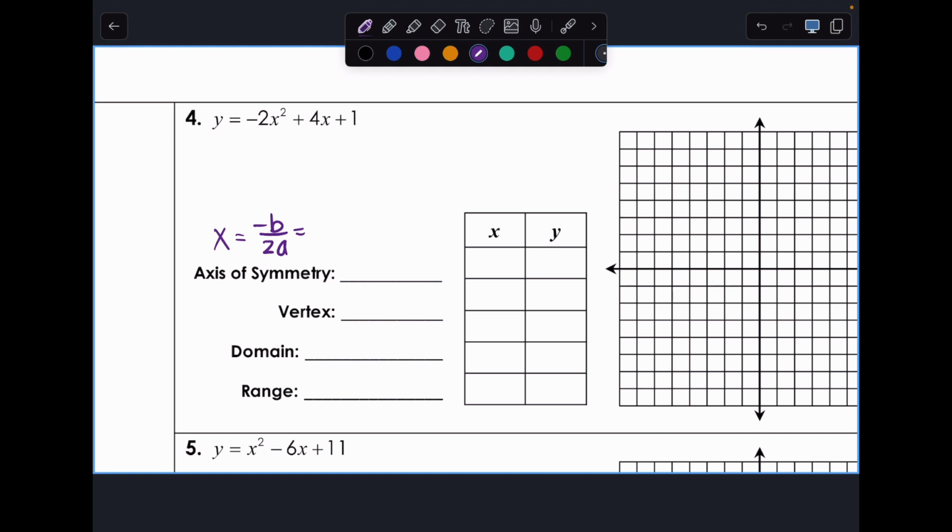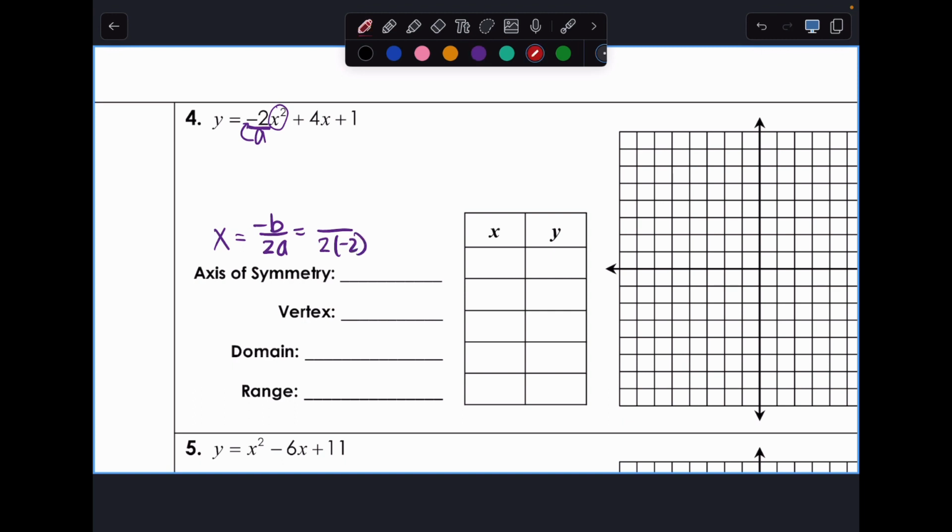-2. Malik, what's the a? No, let's try that again. It's just -2. Okay? This is your a. It does not include the x squared. It helps you locate the a, but it is not part of the a value. So we have -2 as my a.